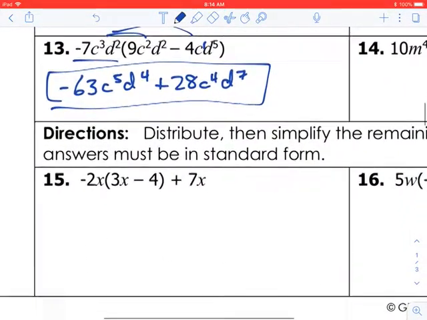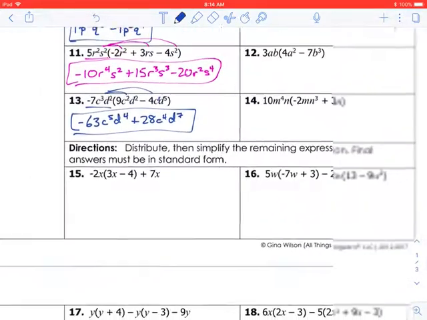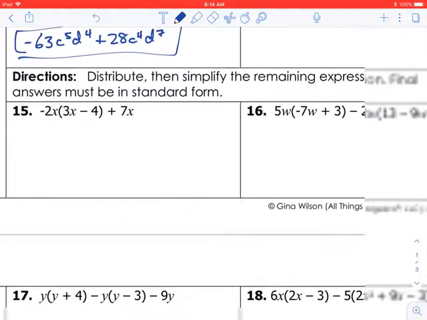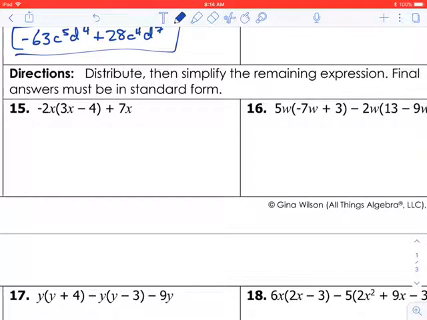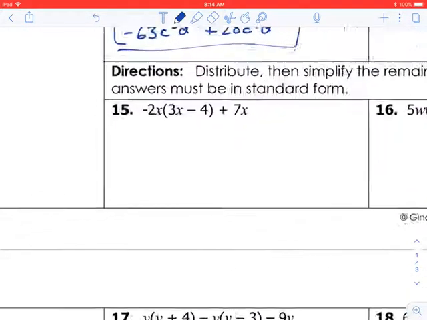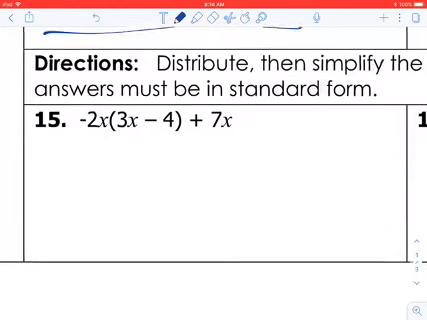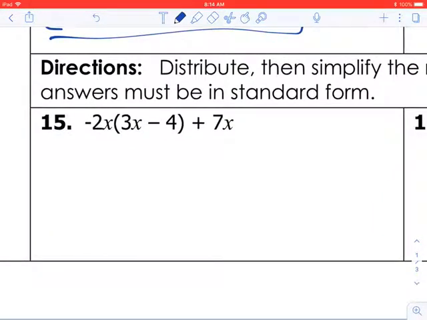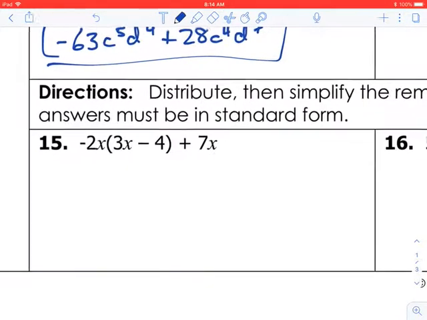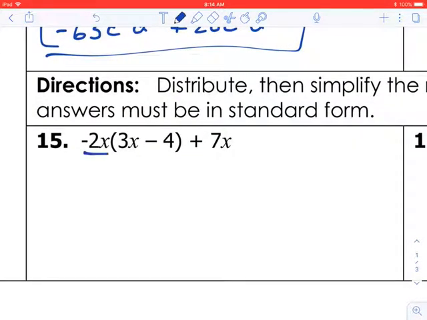So let's look at these other ones. It says to simplify these, we want to distribute, then simplify the remaining expression. So final answer should be in standard form. So we might have to do a little combining like terms at the end. So just like any other problem, we want to make sure we get rid of parentheses first, then everything else. So in this case, I've got to get rid of the parentheses by distributing.